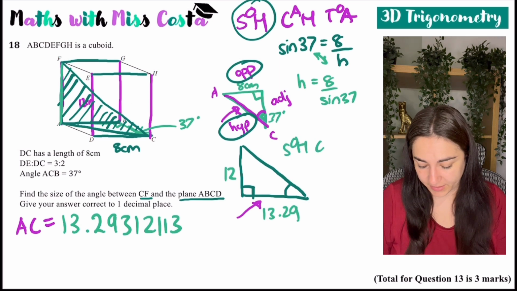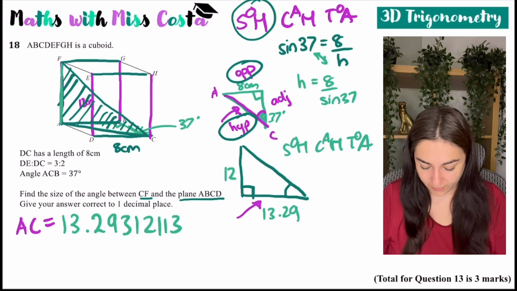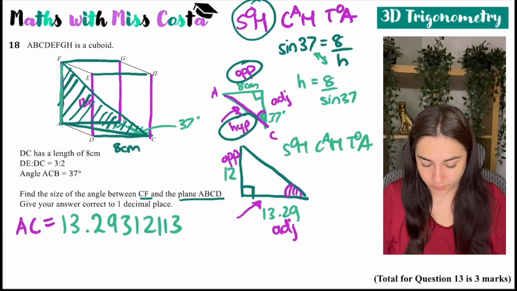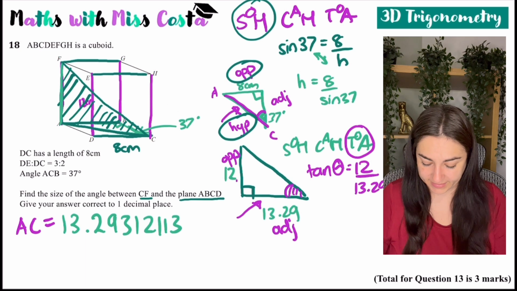So once again, I'm going to use SOHCAHTOA. Let's label the triangle. What have I been given? This is the given angle, so this is going to be the adjacent. This is going to be opposite. So I'm using opposite and adjacent, OA. So tan theta, the angle I'm trying to work out, is going to be the opposite, 12 over the adjacent, 13.29. And I'm just going to save that as an answer.